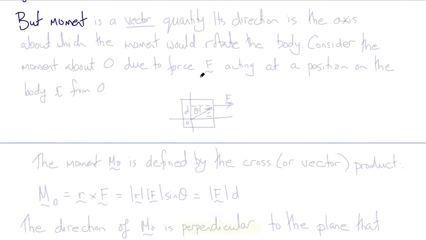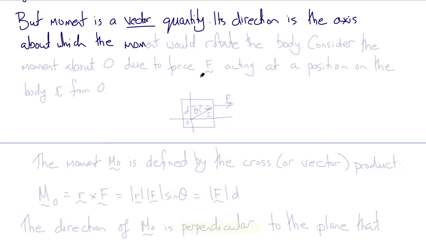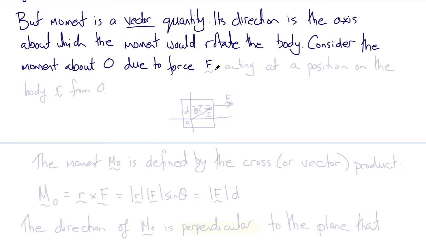However, that's the magnitude of the moment. In fact, moment is a vector quantity, and it also has a direction, and its direction is the axis about which it would tend to cause a rotation. So in this problem that we just did, it would be the axis pointing into the page. So to define the moment vector properly, about an origin O due to a force vector F acting at a position that is a vector R from the origin, we'd have a situation like this.